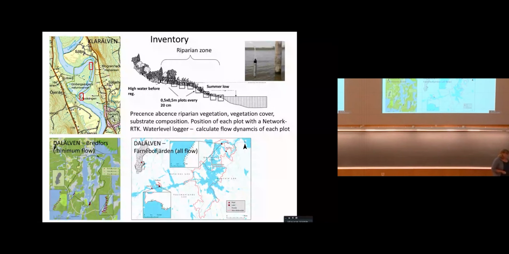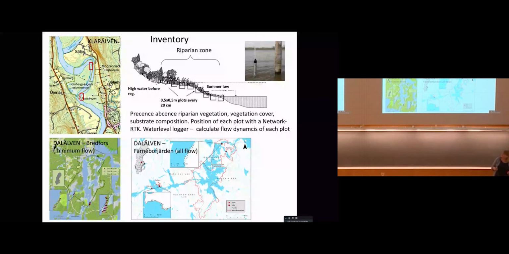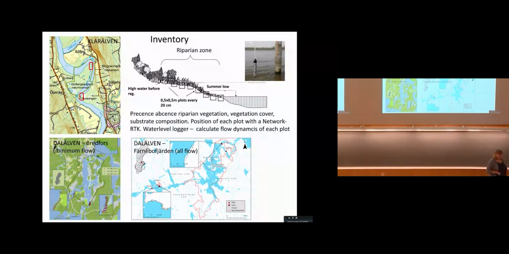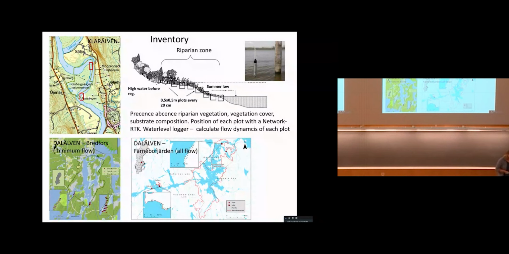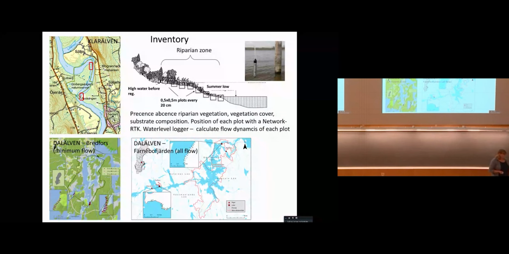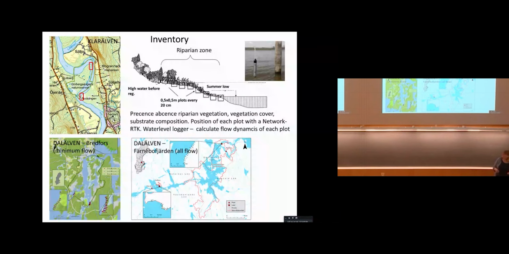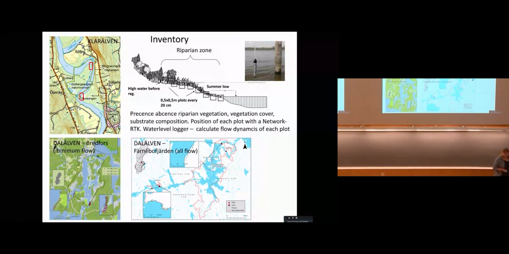In Dalälven, we work in different areas. One is in Bredforsen, which is a depleted reach, like what I talked about yesterday. It has a minimum flow of 15 cubic meters in summer and 5 cubic meters in wintertime, and the flow is very static. But we also work in the main stem of the river that has all flow, in Färnebofjärden, which is famous for 2 things: being really, really species rich and having a lot of flooding mosquitoes. So it sometimes can be a little bit of a nuisance to work there.